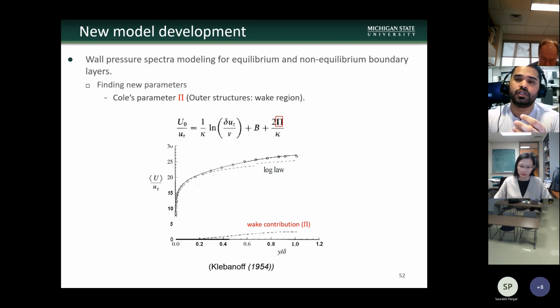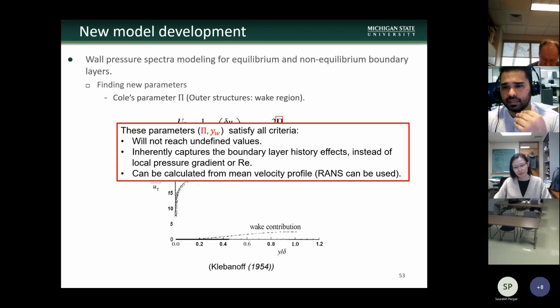Second, we wanted to capture the average status of the turbulent structures in the wake. To do that, again, we use the velocity profile. We can subtract the log layer, and we can use this Coles parameter, which basically tells us the current strength of the turbulent structures in the wake, right? Basically, the wake contribution at a given streamwise location. And both of these parameters we just discussed satisfy all the criteria. They will not reach undefined values, and they inherently capture the boundary layer history effects, right?